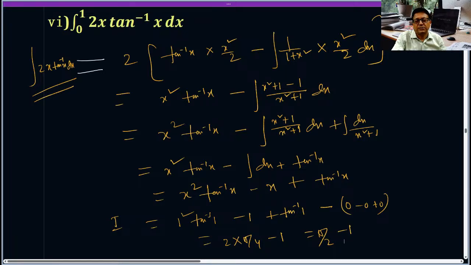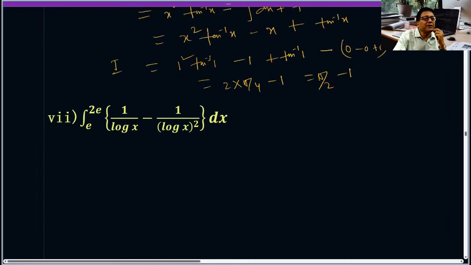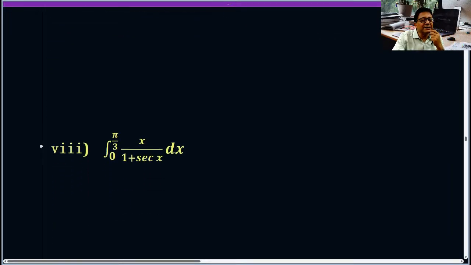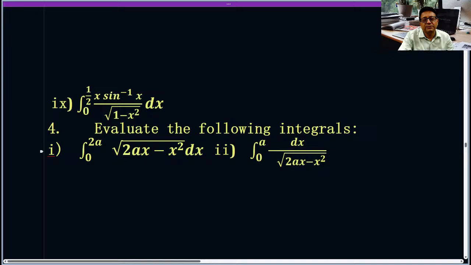Done? This one you will try by taking log x equal to z. I am not going to do it. This is also very common sum. Just limits given. This one x by 1 plus sec x dx, how do you do? Zero to pi by 3, you will be taking x as first function and this one as second function and then proceed. If you don't get, report it to me. These are all can be changed to standard integral. This one you will put x equal to sin theta and then proceed.